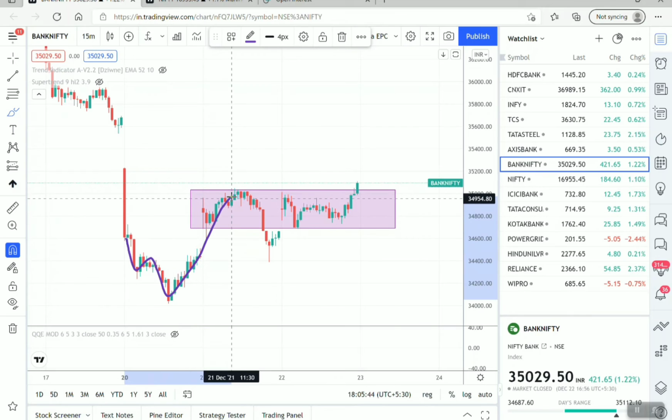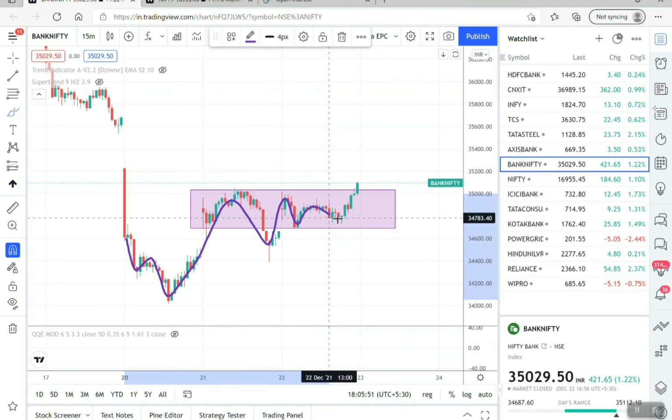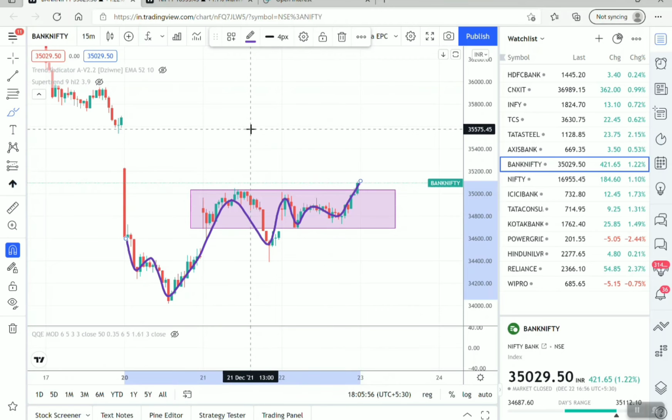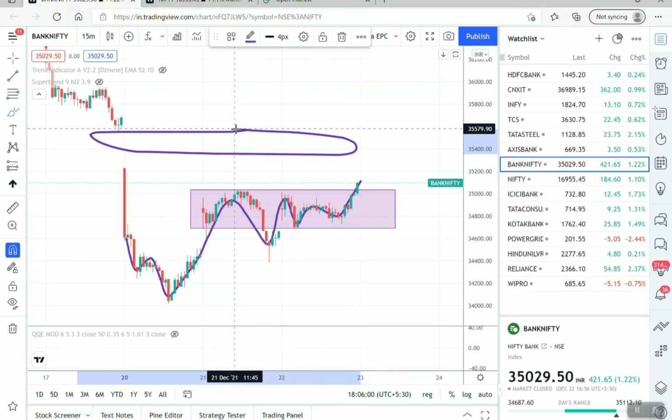Then it came down, and then it has moved up, and in the upside movement also it is not going in one direction. It is giving retracement dips. That is a good sign for us, and it is on the way to the upside. So in Bank Nifty we have this gap filling over there, right? Say 35,500. This is the area where the gap is, right?